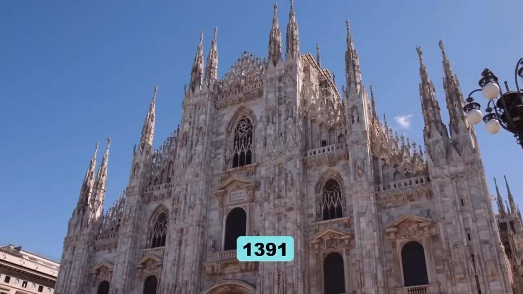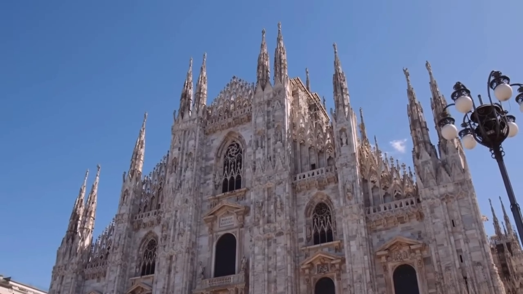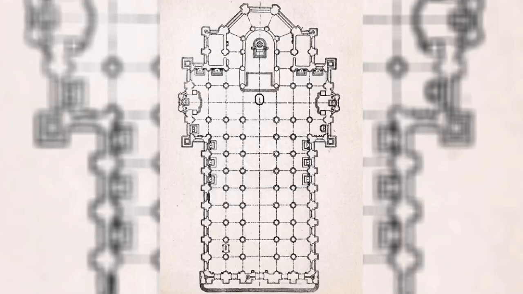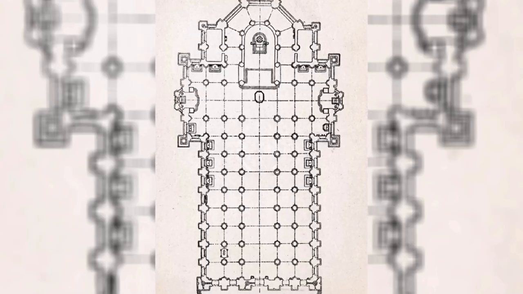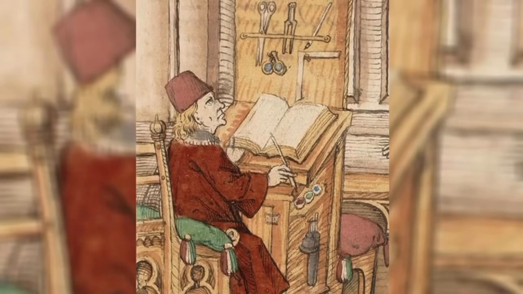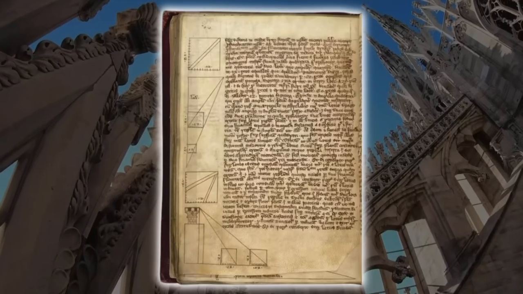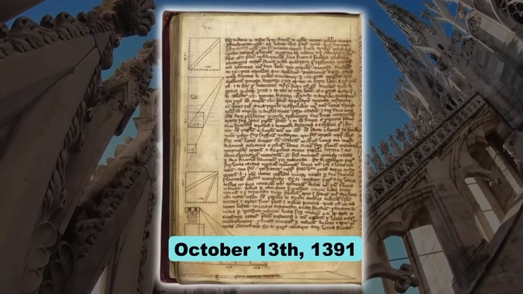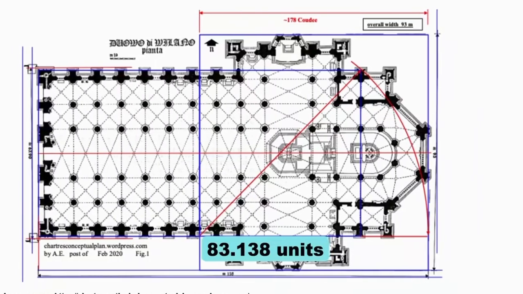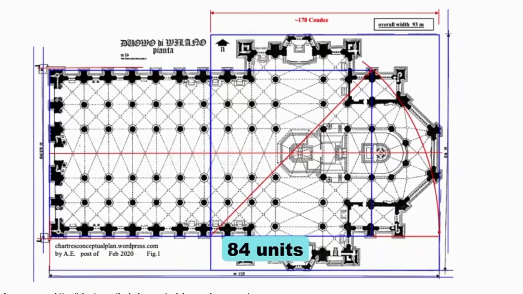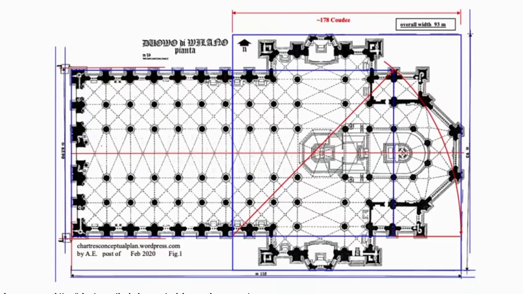In 1391, the Lombard masters laying out Milan Cathedral hit a problem. Their ad quadratum ground plan generated a height that could not be cleanly resolved ad triangulum. So they summoned a mathematician from Piacenza named Gabriele Stornaloco. His written opinion, delivered on the 13th of October 1391, rounded the theoretical height of 83.138 units to 84 units, so it could be divided cleanly into 6 modules of 14.